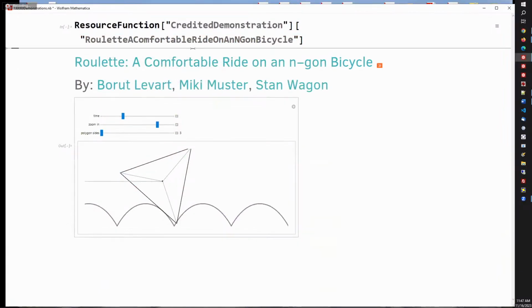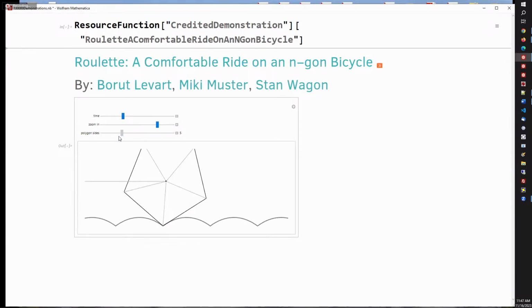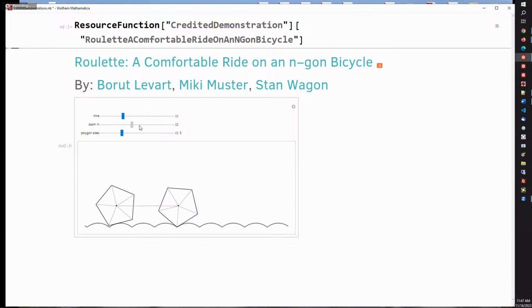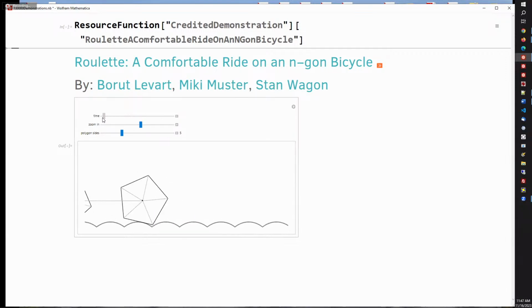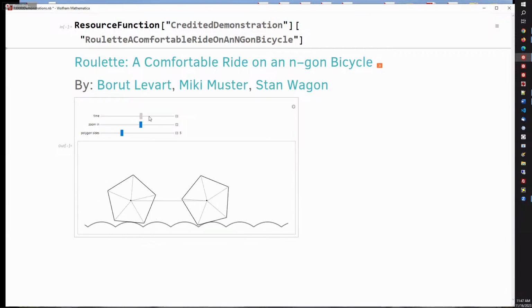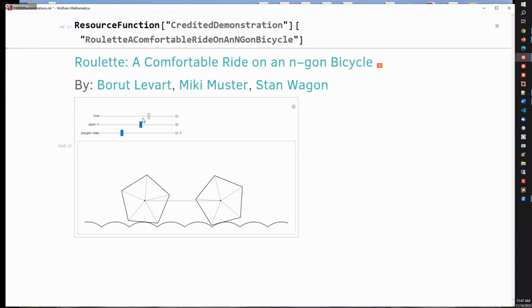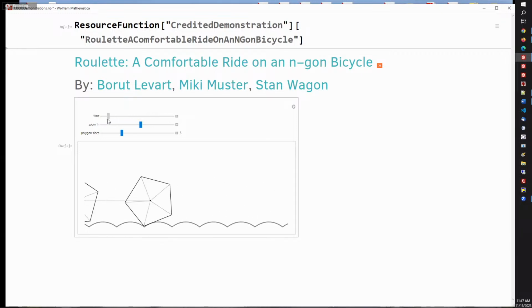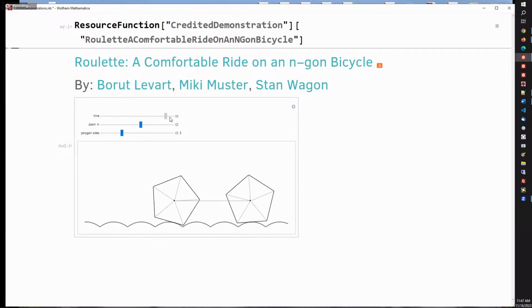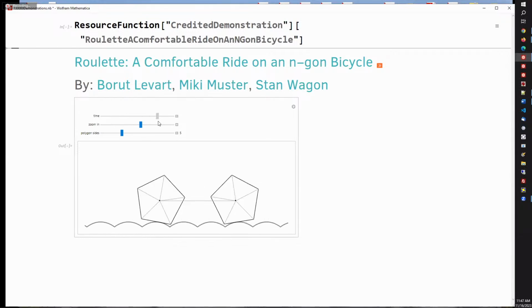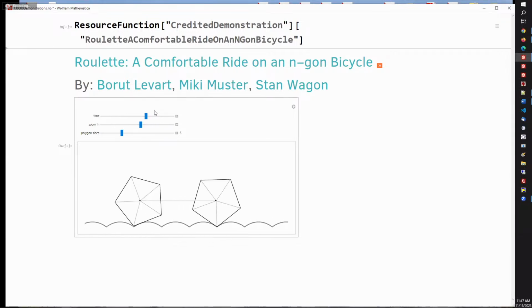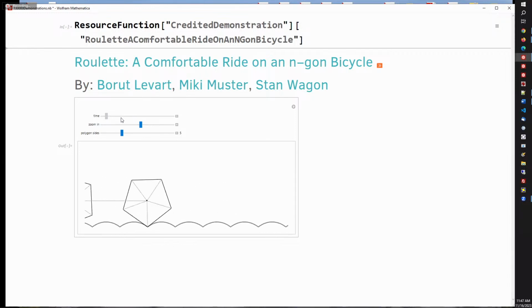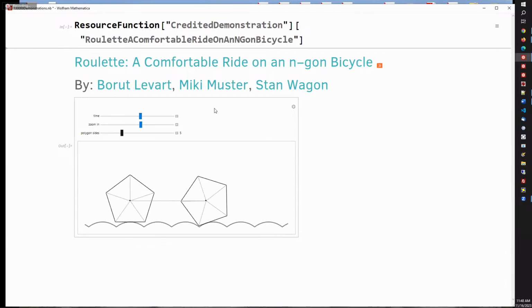Let's see, roulette. If you have a polygon, you can make that a bicycle wheel that nicely rolls on that surface. This is a demonstration by Stan Wagon. And at the Museum of Mathematics, you can ride on a bicycle that's built on this principle. They've got the track, and they've got a square wheel bicycle that you can ride around on the special track.